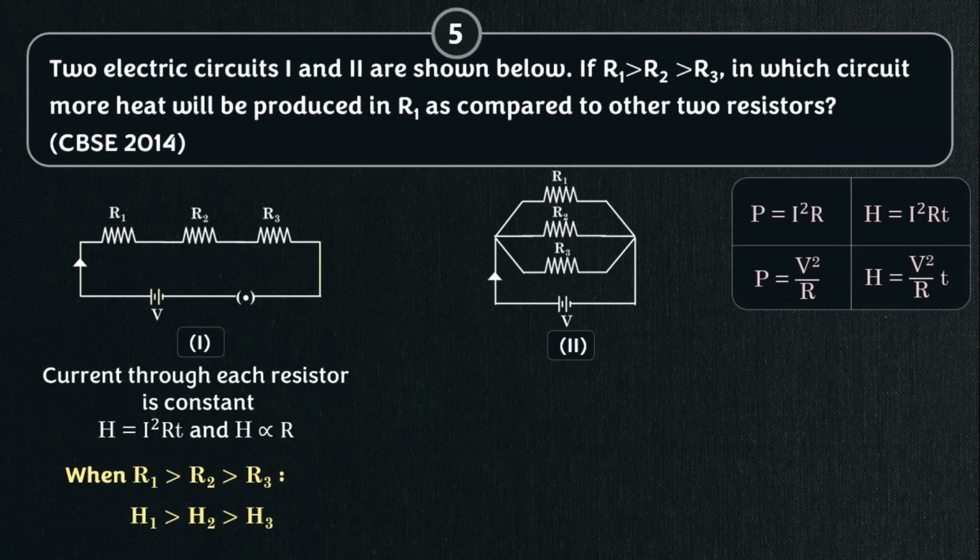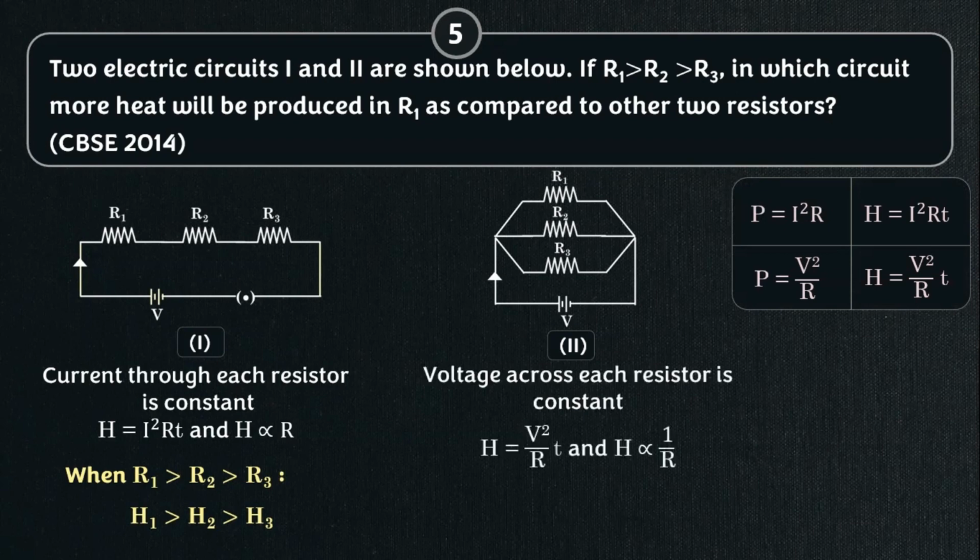We got the answer, but still, let's see the second circuit. Voltage across each resistor is constant. H is equal to V square by R into T. And so H is inversely proportional to resistance because voltage is constant. So the resistor which is having higher resistance will produce less heat. When R1 is greater than R2 is greater than R3, H1 will be less than H2, which is less than H3.